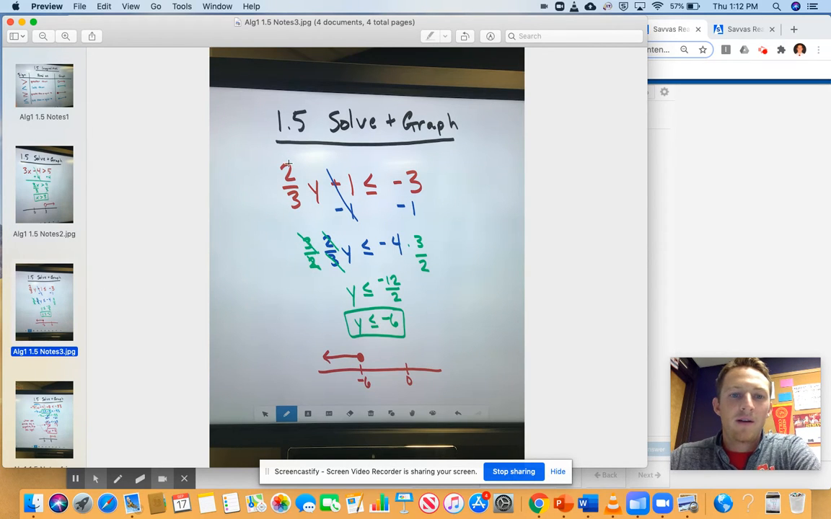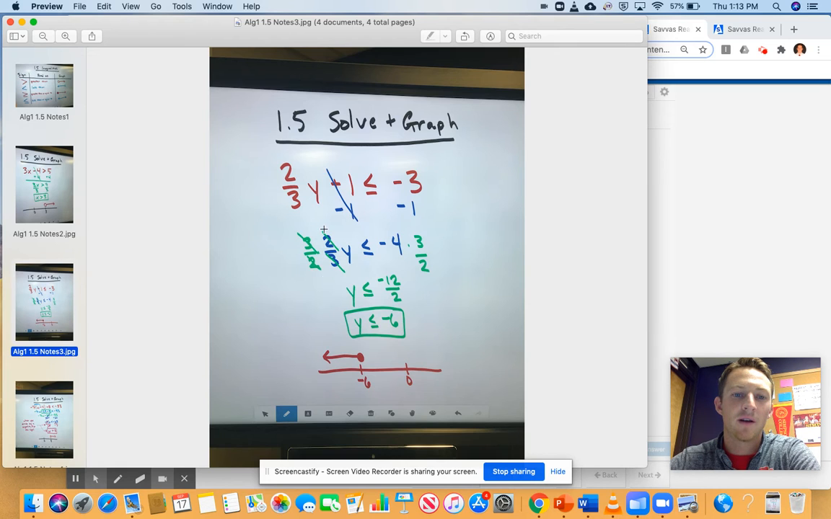Here we have 2/3 y plus 1 is less than or equal to negative 3. Let's get rid of the addition and subtraction. So the opposite of plus 1 is minus 1 on both sides. So now we have 2/3 y is less than or equal to negative 4. Negative 3 minus 1 is negative 4. We don't like fractions, so how do we get rid of a fraction? We multiply by its reciprocal, or we just flip the fraction. So we had 2/3 here. We're going to multiply by 3 halves, just 3 on top, 2 on bottom.